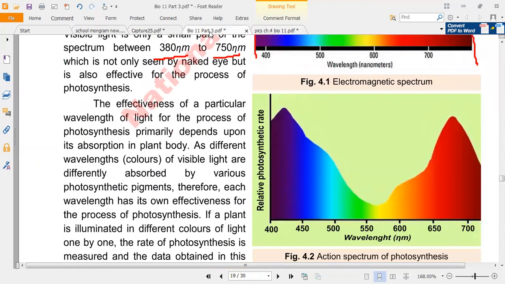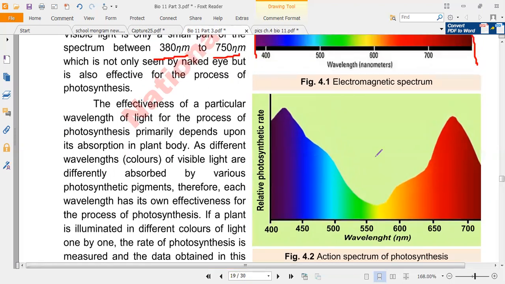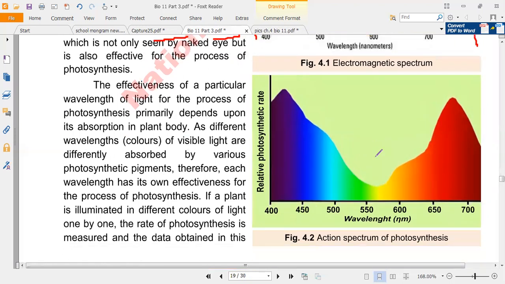So in photosynthesis, which light is used? That is definitely visible light which is used here. So that is the graphical representation of that light, that is called the action spectrum of photosynthesis.